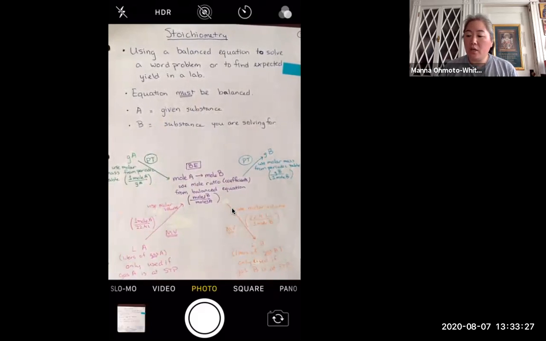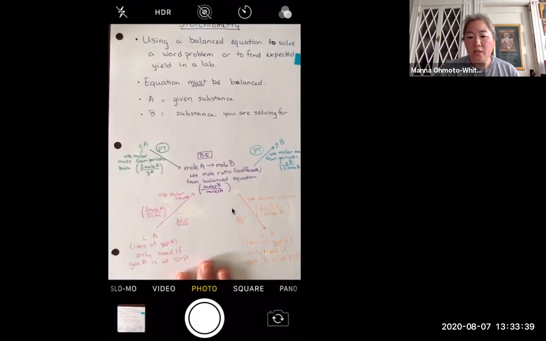So in stoichiometry, you have a given substance, A, and then you have the substance that you're solving for. This is no different than any other dimensional analysis problem. And I have this chart here because this will tell you how many conversions you're going to have to do in order to solve for your problem. So I'm always going from right to left in some fashion.